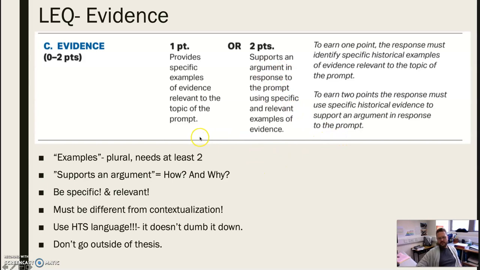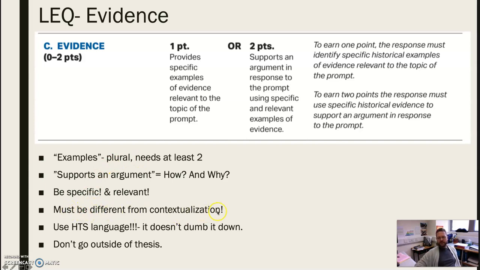Some key notes on this, right? When we talk about supports an argument, what you're really trying to do is answer the questions how and why, right? Answer the questions how and why in your prompt. 2, be specific and relevant. I cannot emphasize this enough, guys, with being specific. I know I've said it before. And then being relevant, make sure it actually has something to do with the prompt. Don't just throw random stuff out there so you think it sounds smart.